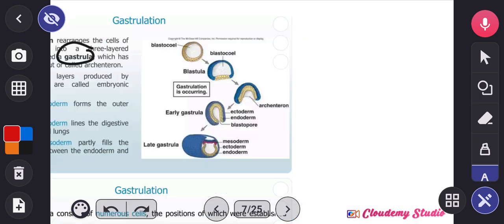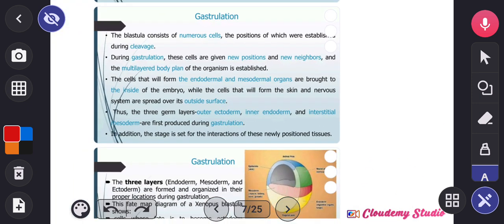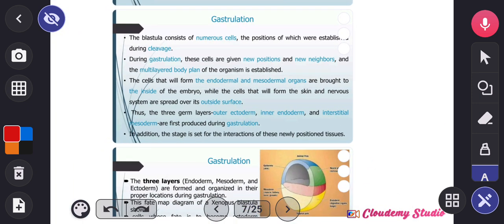So let's now talk about gastrulation itself. The blastula consists of numerous cells, the positions of which were established during cleavage. During gastrulation, these cells are given new positions and new neighbors. And this is due to the what? Due to the rearrangement of cells. Are you getting me now?